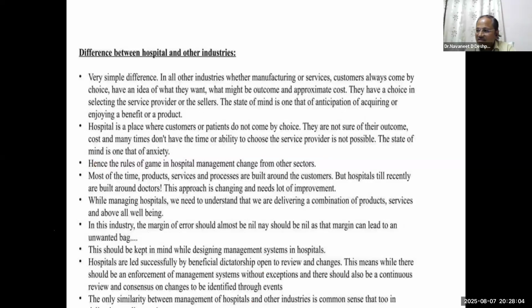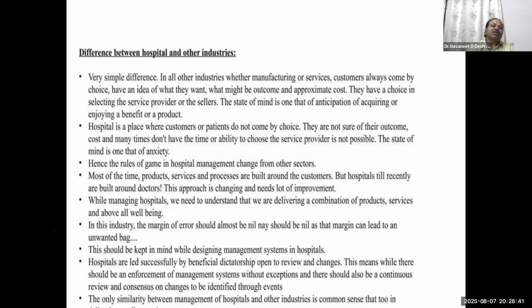Having said that, I suppose there are only a few minutes before we can take up the question and answer. So just to make a difference between how a hospital and other industries differ. Very simple difference. In other industries, whether manufacturing or services, customers always come by choice. They are free to look out for options. They come in a good mood actually. In other organizations, they know the approximate cost involved and the outcome. They know what product they have to select. So the state of mind is that of anticipation, and acquiring and enjoying a benefit or a product.